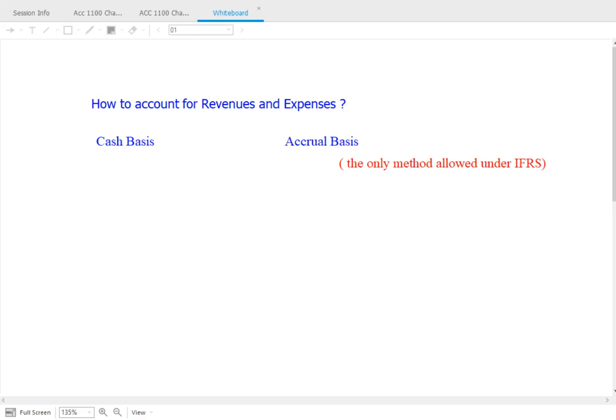So we're going to know the difference between the two bases, but by default, all the questions that we're going to take, we're going to follow the accrual base, unless it's told that you have to follow the cash basis. Okay? So by default, you're going to apply the accrual base. What are the differences between the cash basis and the accrual base? Let's start with the revenues.